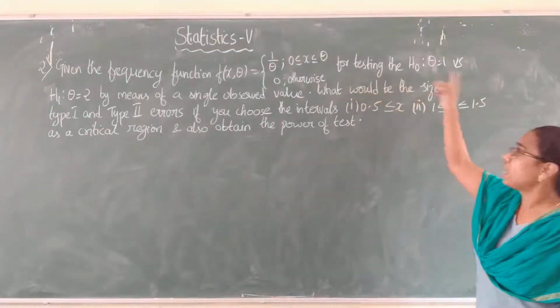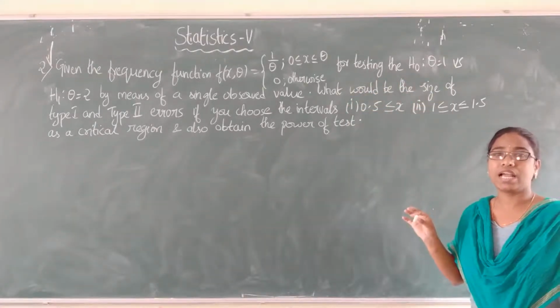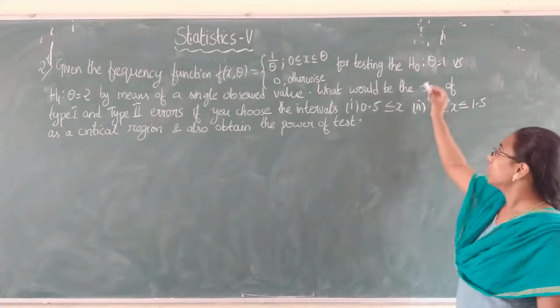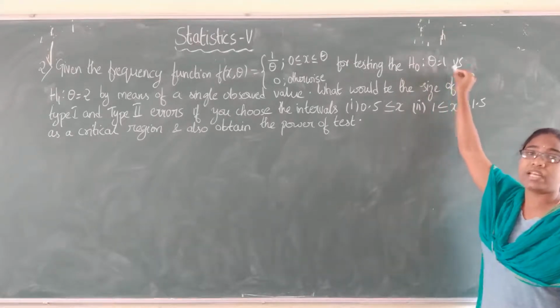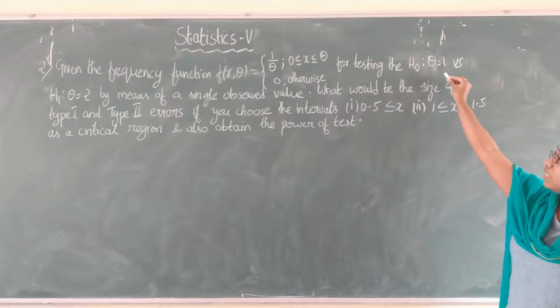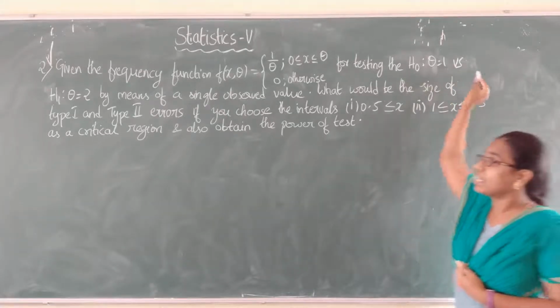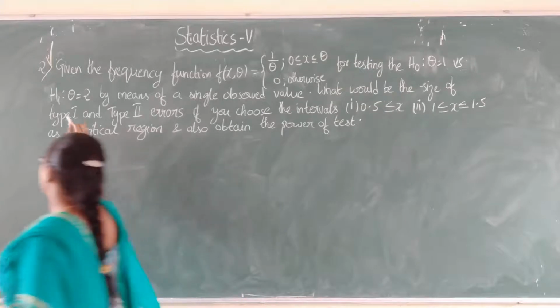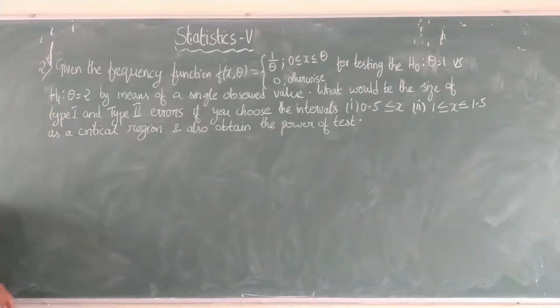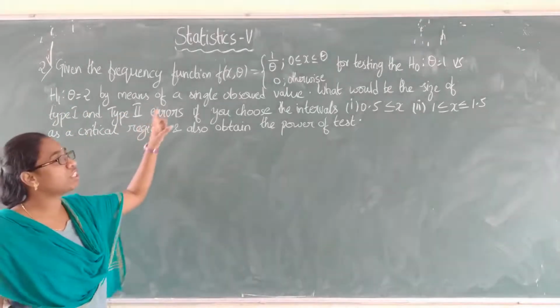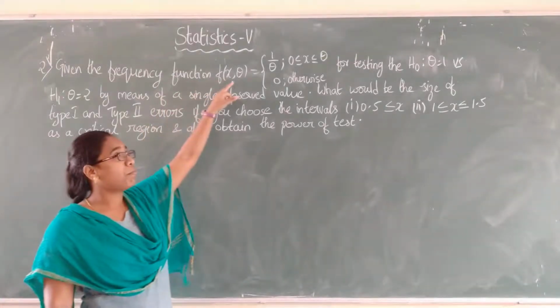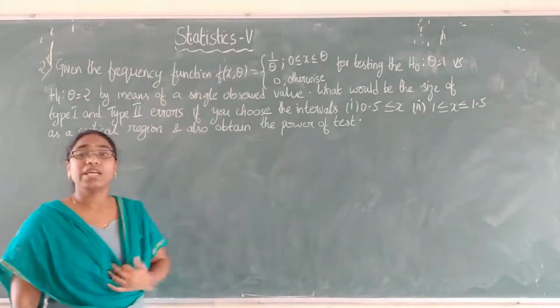For testing the hypothesis, the null hypothesis H0 and the alternative hypothesis are given as follows: under the null hypothesis H0, theta equals 1, against the alternative hypothesis H1, under which theta equals 2, by means of a single observation. So here also there is only one observation. Based on one observation, the PDF is given along with the rejection region.